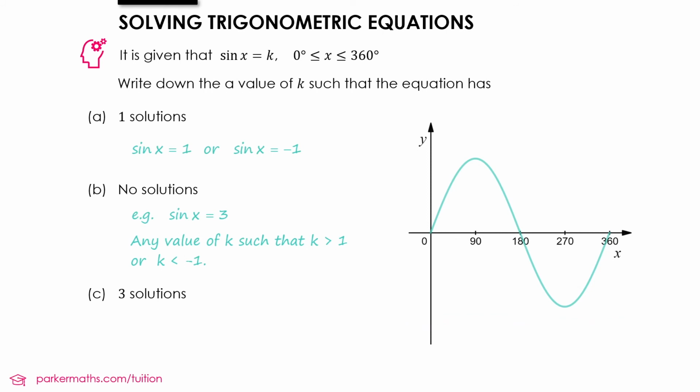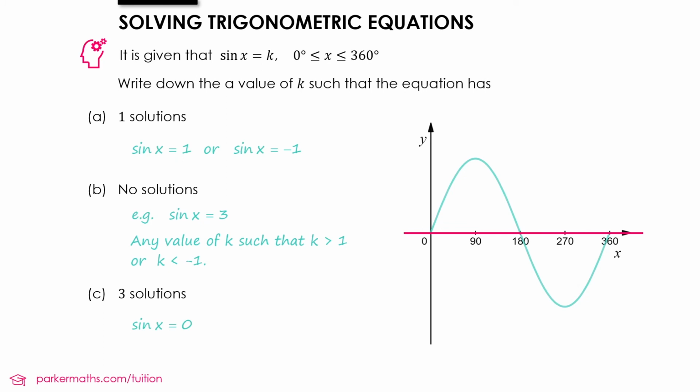Finally, we'll think about the case with 3 solutions. The only reason we can get 3 solutions here is because our inequalities are not strict inequalities. We've included 0 and 360 within the region. If we hadn't done that, it wouldn't be possible to get 3 solutions. The only equation that could give us 3 solutions is sin x equals 0, in which case it intersects the curve at 0, 180 and 360.